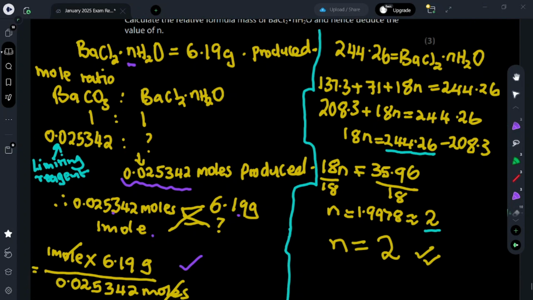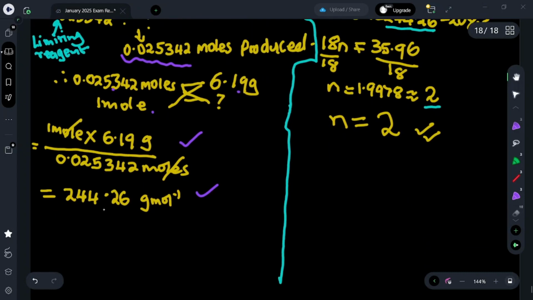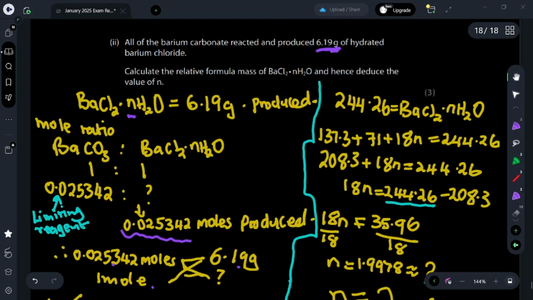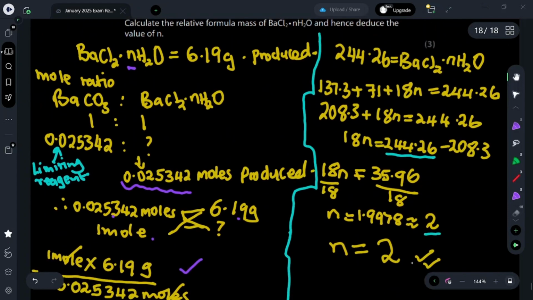So we have 137.3, that is the atomic mass for barium, plus chlorine, 35.5 times 2, plus water, which is 18 times N, 18N. We equate this to the molar mass that we obtained, 244.26. So we equate it, then we make N the subject, and eventually we get the N value. N is equal to 1.998, approximately equal to 2. N is equal to 2.